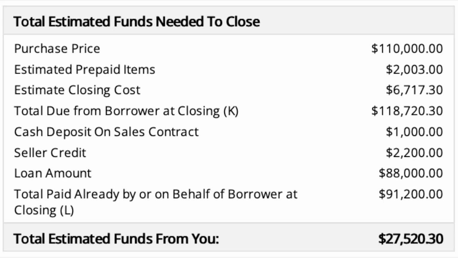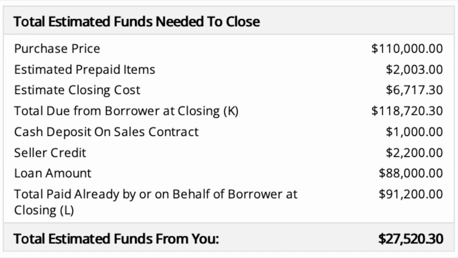So this is going to be what I will actually have to end up wiring if this was my exact closing document right here. So the purchase price, $110,000. The estimated prepaid items is $2,003. So that would be the taxes and insurance that we spoke about added together.